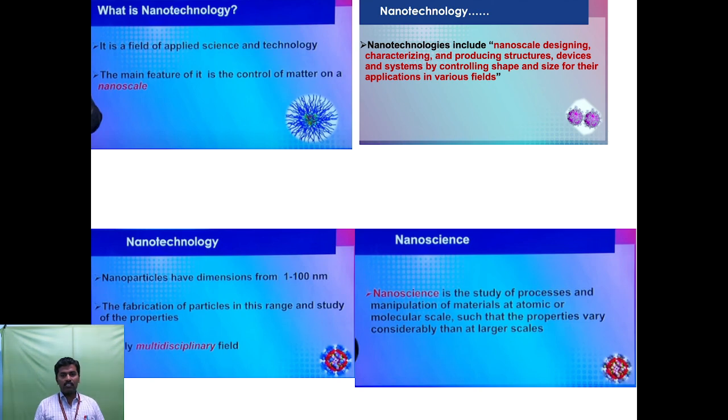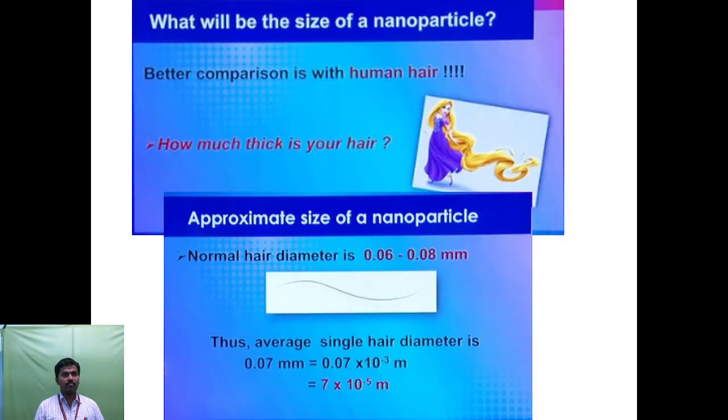So nanoscience is the study and manipulation of material at the atomic or molecular scale, such that properties vary considerably from those at a larger scale. So it is mainly based on the size of the particle. The properties of the nanoparticle vary with the size. That is the beauty of nanoscience.